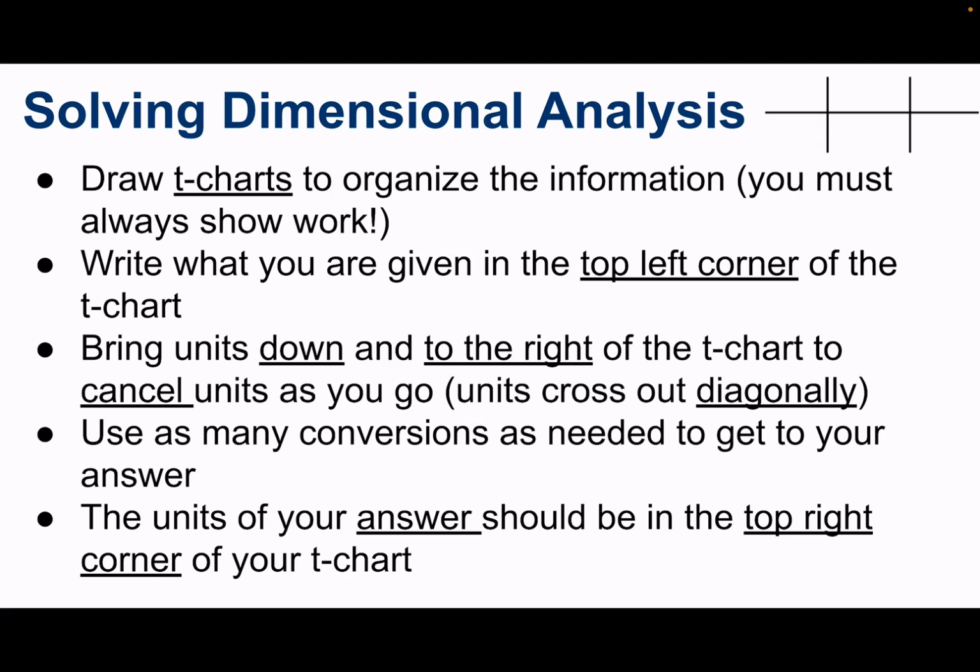We're going to write what we're given in the top left corner of the T-chart. Typically, there won't be anything on the far left bottom, but sometimes there can be. We're going to bring the units down and to the right. We're going to say this a lot, down and to the right, down and to the right, because that's how we're going to cancel out the units as we go. The units will cross out or cancel diagonally, down and to the right. We're going to use as many conversion factors that we need to get to the correct answer. The units of our final answer should be in the top right corner of our T-chart.